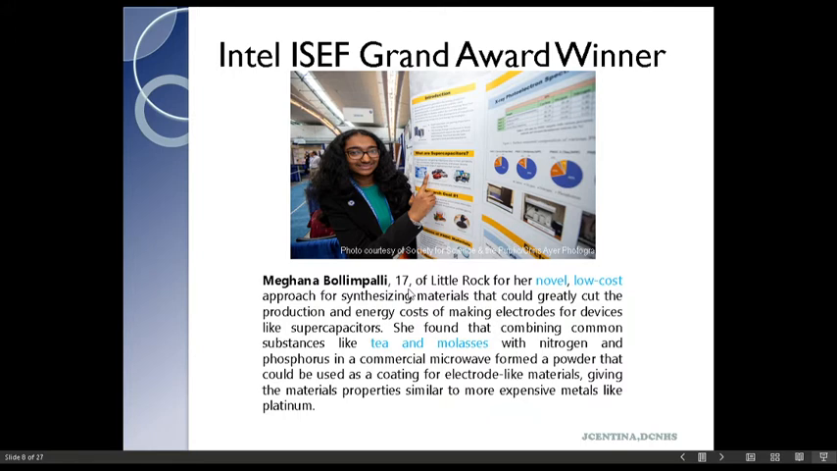17 years old. So this is maybe because the Intel ISEF is open to junior high school and senior high school students. So 17, para senior high school na ito. Of Little Rock for her novel, again, naka-highlight, take note, low cost, okay, look at the keywords there, approach for synthesizing materials that could greatly cut the production and energy cost of making electrodes for devices like supercapacitors. Okay. Again, energy and production cost ang ina-address using novel materials, novel method, novel procedures.